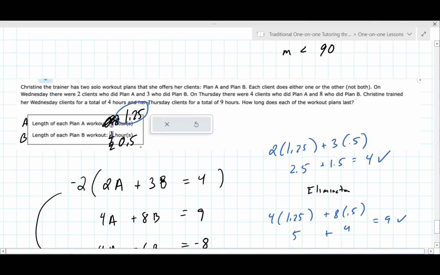Perfect. 1.25 and 0.5. Wow, perfect. Okay, great. I'll grab one more we can work on and then that should be good. Let's see. Let me see. Okay, I think I'll just grab something.